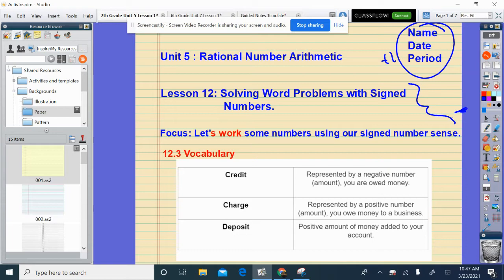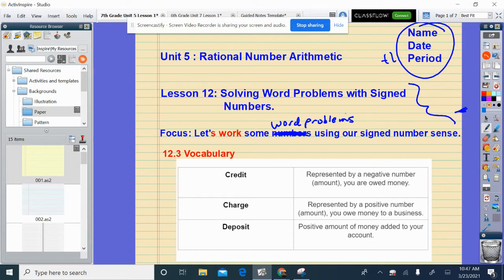Let's work some numbers using our sign number sense. Actually, I should be working some word problems. Excuse me. Word problems using our sign number sense. And our vocabulary words for today are credit, charge, and deposit. Make sure you stop the video at this time and write those words down.